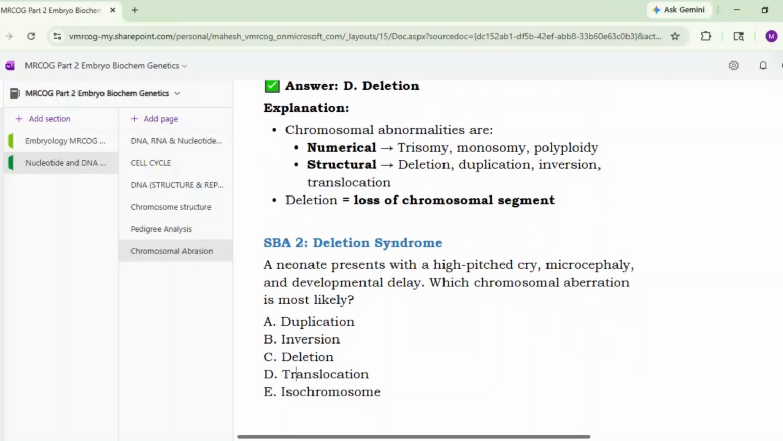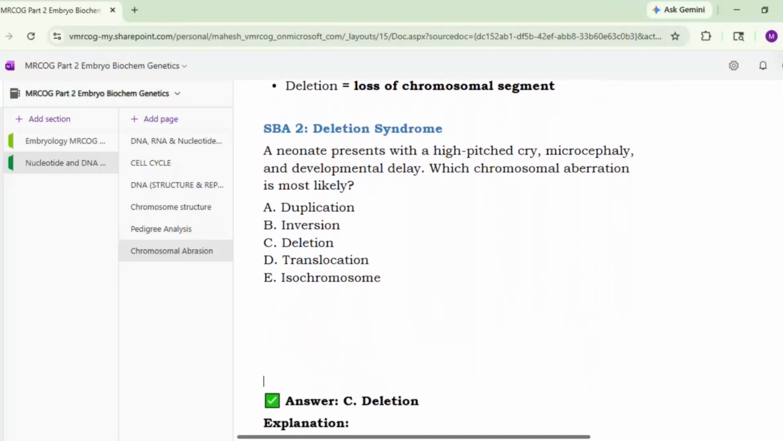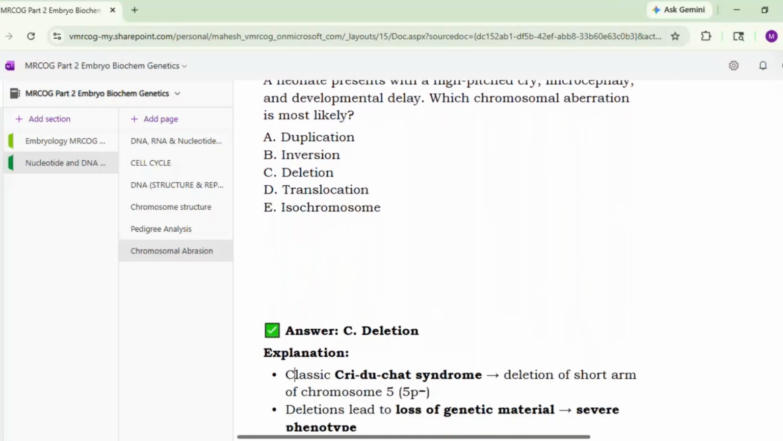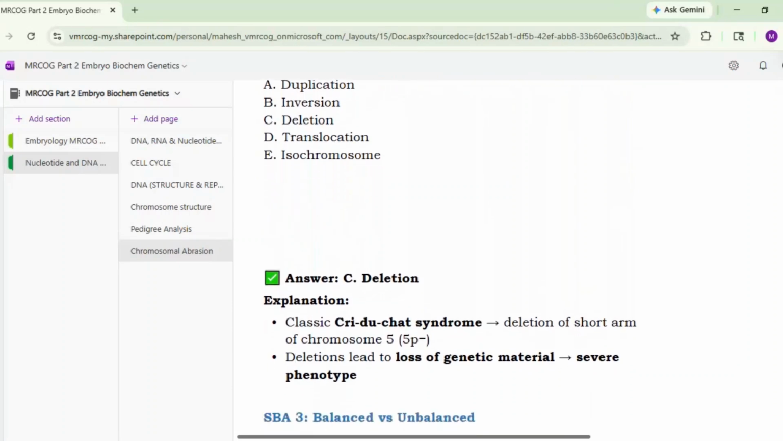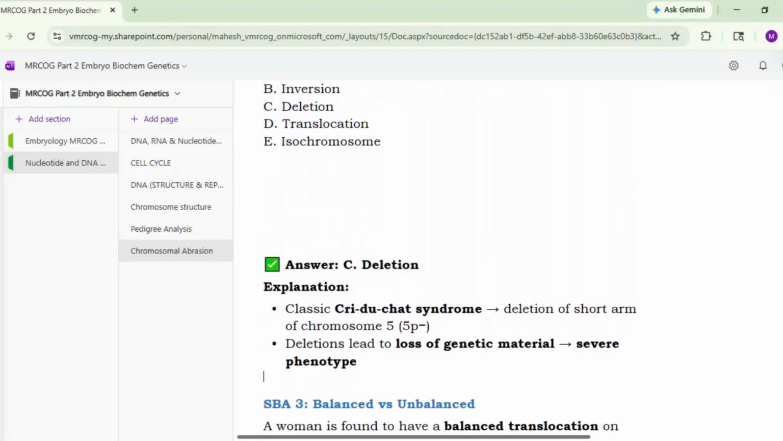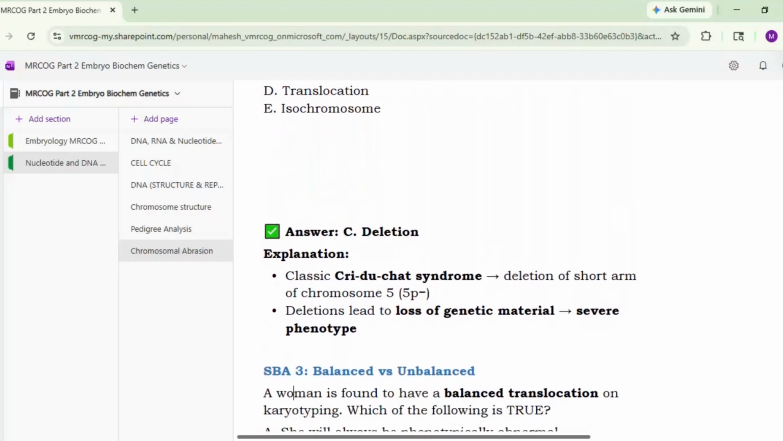A neonate presents with a high-pitched cry, microcephaly, and developmental delay. Which chromosomal aberration is most likely? Sir, option C, deletion, Cri-du-chat syndrome. Yes. So option C is deletion. Classic Cri-du-chat syndrome, deletion of the short arm of chromosome 5, that is 5p. Deletion leads to the loss of genetic material, that is a severe phenotype.